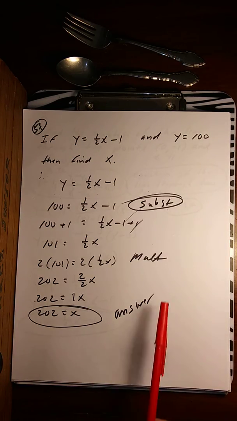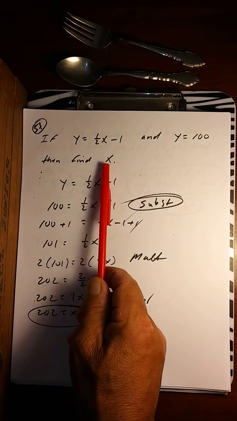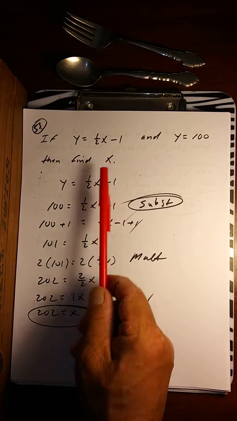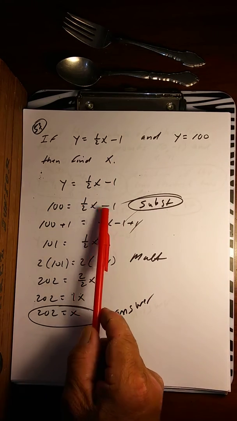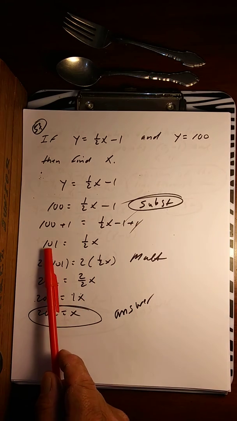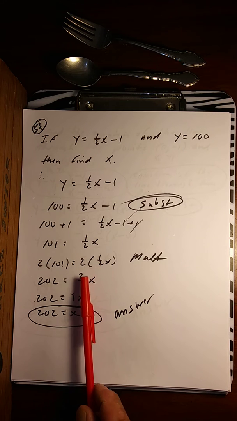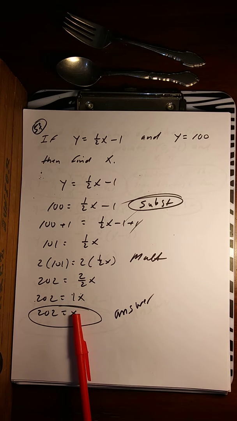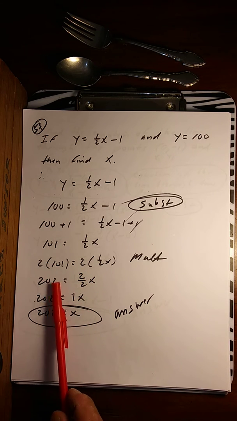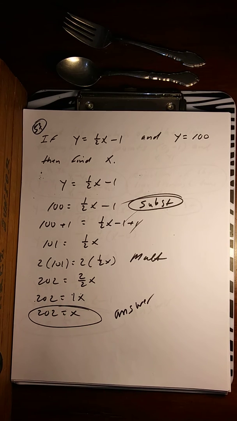If y equals 1/2 x minus 1, and y equals 100, then you need to find what x is going to have to be. So say 100 equals 1/2 x minus 1. Add 1 on both sides, so 101 equals 1/2 x. Now multiply by 2 on both sides. 2 over 2 is 1, and 1x is just x. 2 times 101 is 202, so 202 equals x.